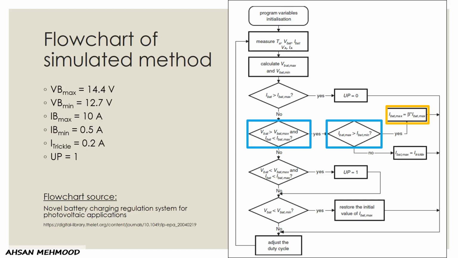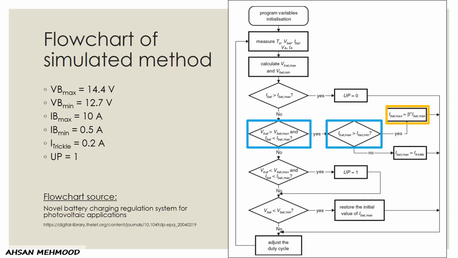Therefore, each time controller enters this condition, maximum limit of battery current will become less from the next iteration, until a time comes when this value will become less than IB minimum, which is 0.5 ampere in our case. It is not necessary to decrease value of IB max. You can ignore this block if you want to.